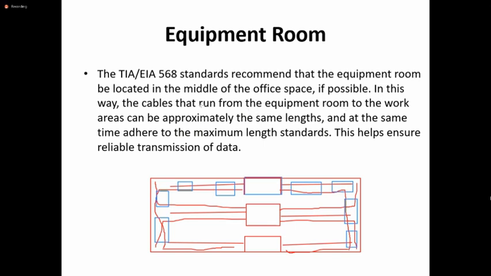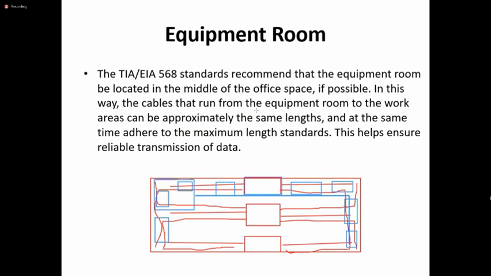So this way the cable that runs from the equipment room to the work areas can be approximately the same length. If you don't have it in the middle and it's in a corner like this, then to reach this we have to go here and here, right? So that will be a long length. In the middle, you have almost the same length to both sides.